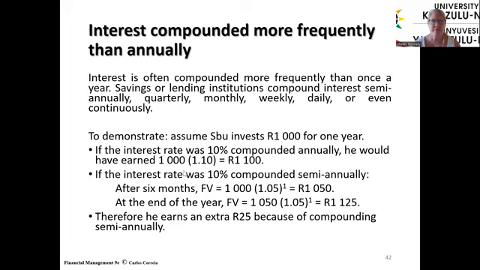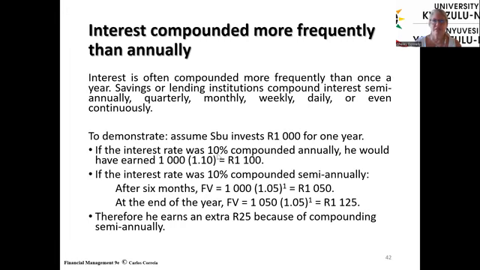interest is compounding. Because some institutions compound interest semi-annually, in other words, twice a year, every 6 months, others quarterly, every 3 months or 4 times a year, monthly, or even weekly, daily, or even continuously. We don't have to worry too much about continuously, but I'm going to show you how you deal with such instances. Let's demonstrate. Okay, Spool invests 1,000 Rand for 1 year.